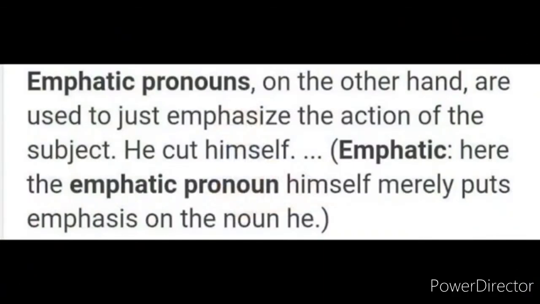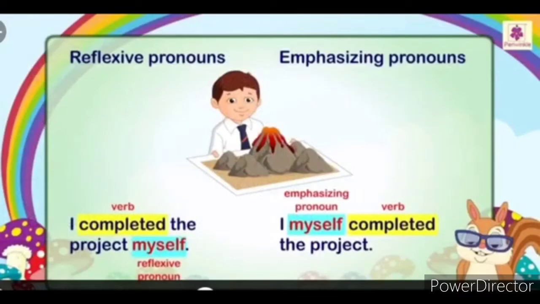Children, the next one is the emphasizing pronoun, or emphatic pronoun, we can say. On the other hand, emphatic pronouns are just used to emphasize the action of the subject. See, for example, he himself cut it. Here, himself is emphasizing the noun he. So, emphatic pronouns, that is emphasizing pronouns, act as a part of the subject and are placed before the verbs.